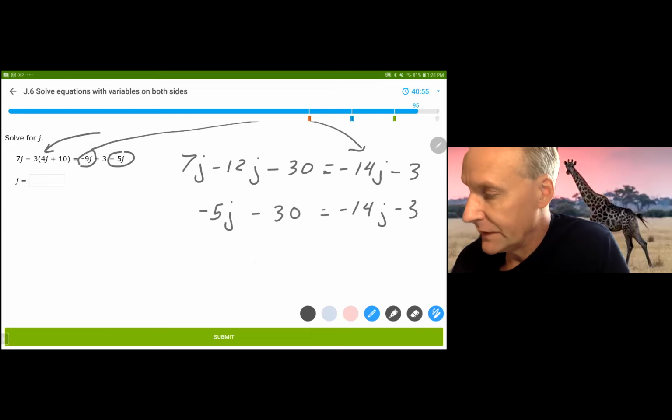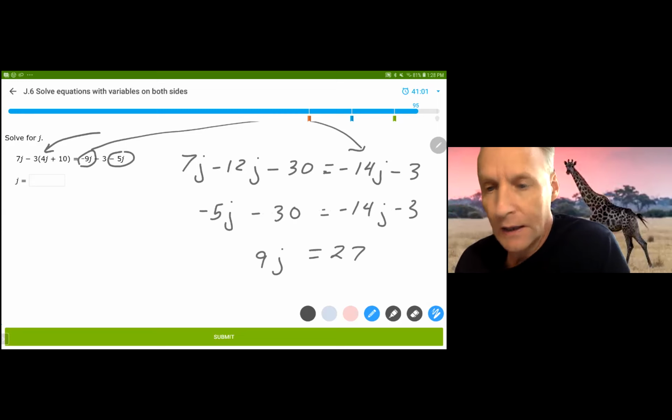I add the 14j to both sides and get 9j. I add the 30 to both sides and get the 27. And I just added 30 to both sides. I added 14j to both sides. If you want to see it, you could write it yourself. I divide by 9 and get 3.